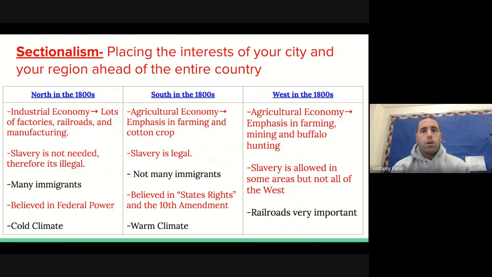Okay? So sectionalism is where you, as an individual in your state, place the interests of your city and your region ahead of the country. All right? So what does that mean? Okay. How do I put this?